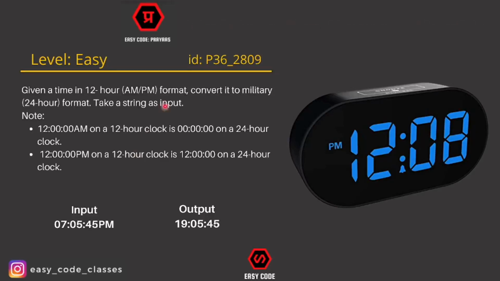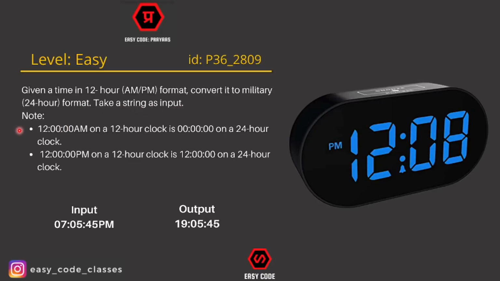Let us look at the solution of question ID P362809. Given a time in 12-hour, that is AM-PM format, convert it to military, that is 24-hour format. Take a string as an input.